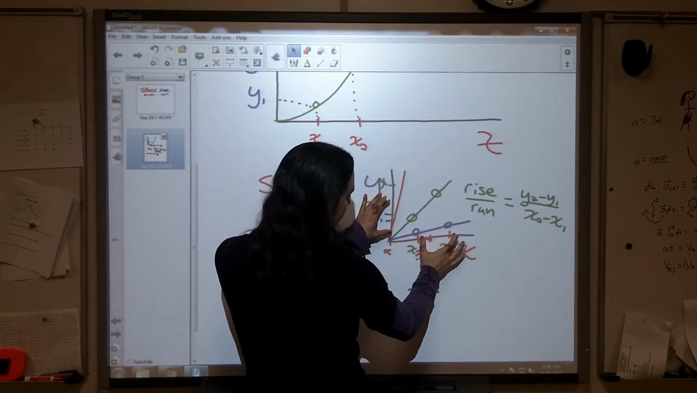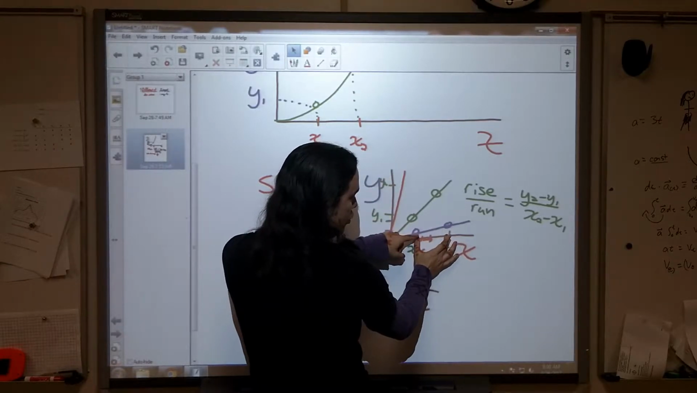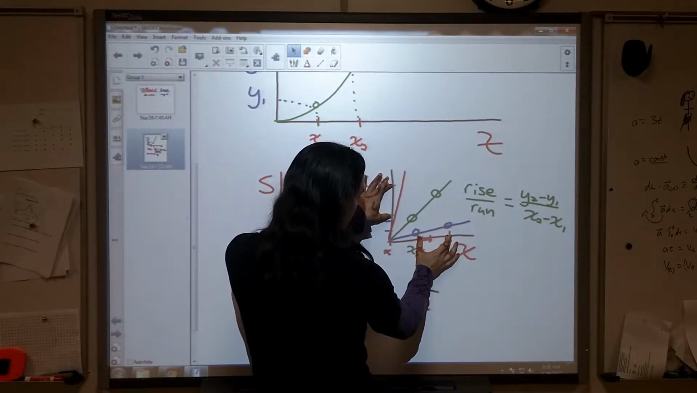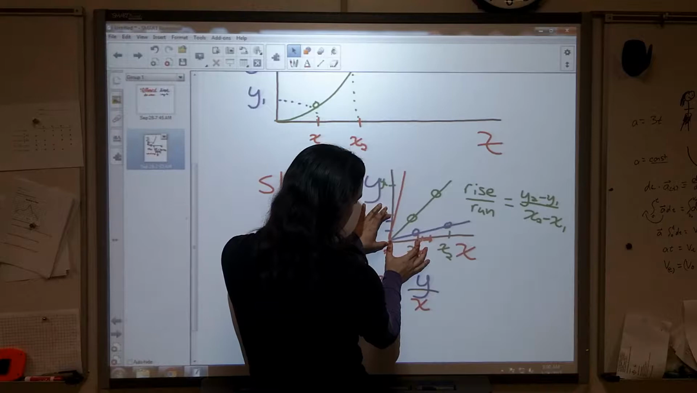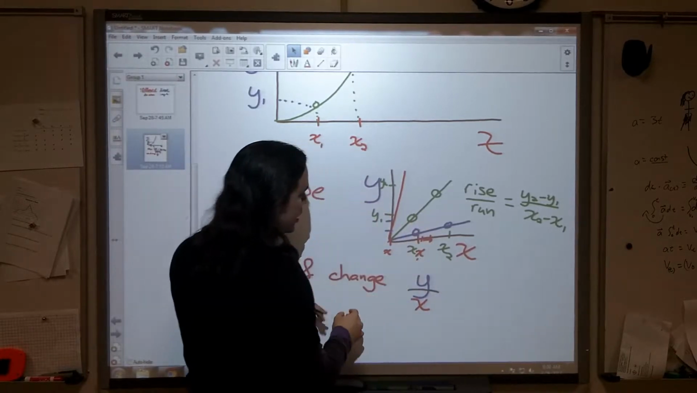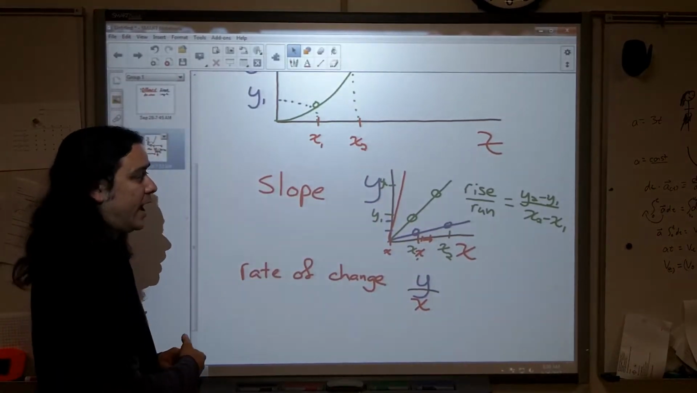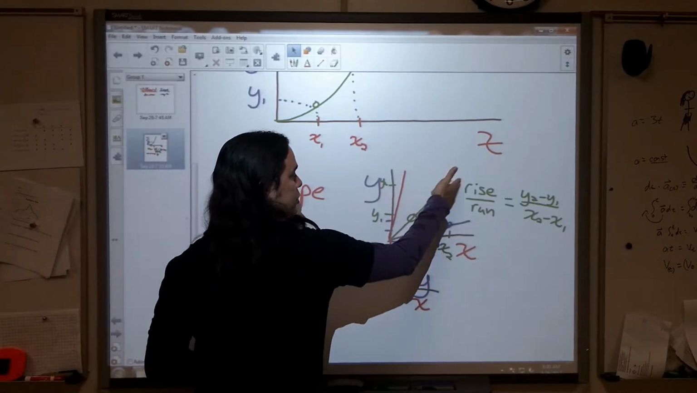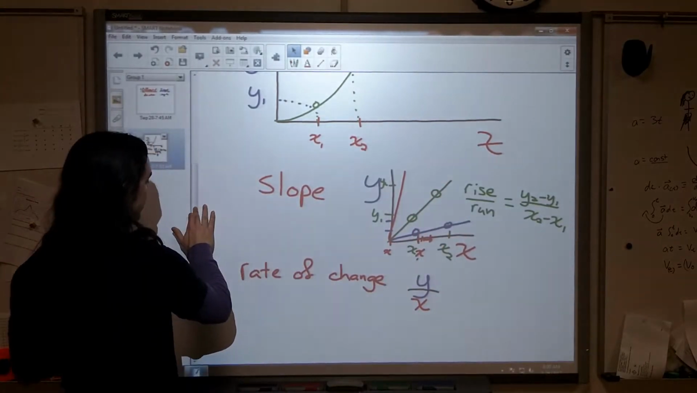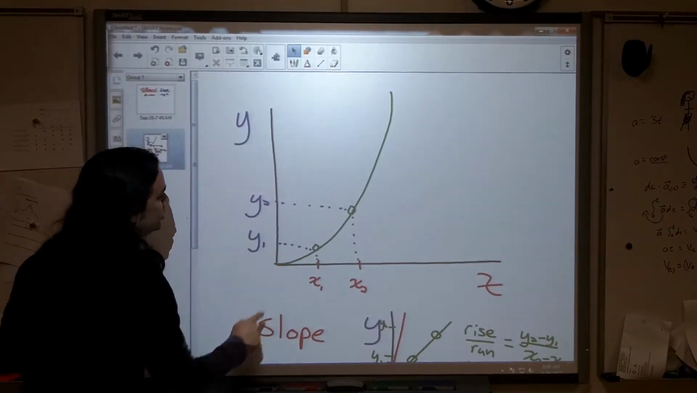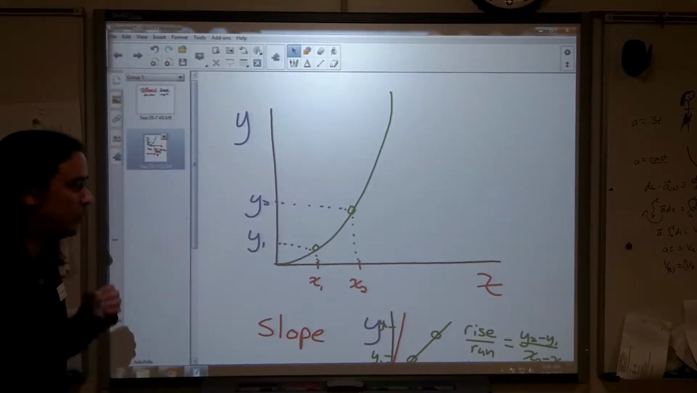You'll see with the green line, no matter how much, as long as I move this much in x, I'll end up moving this much in y. Still matches up. That's with a straight line. We have a constant slope. That's basically what defines a line. When you start getting something that isn't a line, we run into a problem.